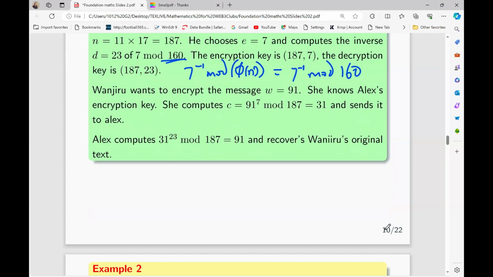So we are using, let me just use even the Euler-Phi. The Euler-Phi, the inverse of 7, Euler-Phi says to be the same as 7 raised to phi of n minus 1 mod 160. So what is phi of this number? It is supposed to be phi of 160. So what is phi of 160?